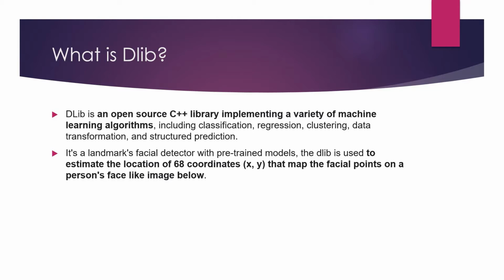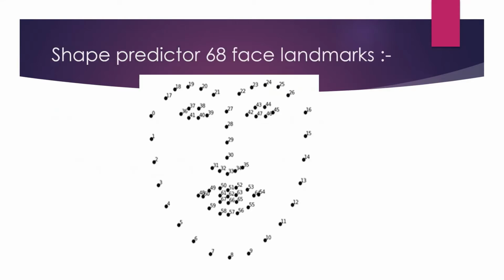DLib is used to estimate the location of 68 coordinates x, y that map the facial points on a person's face like the image below. The image is shape predictor 68 face landmarks. This is the 68 face landmark image.